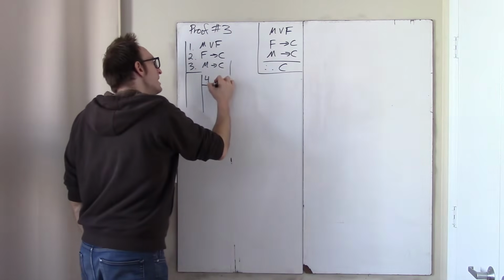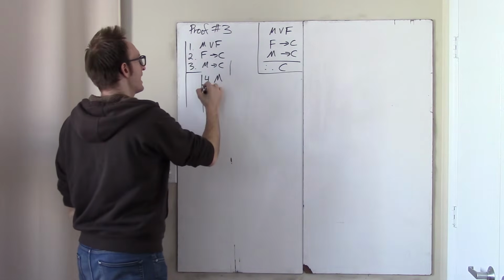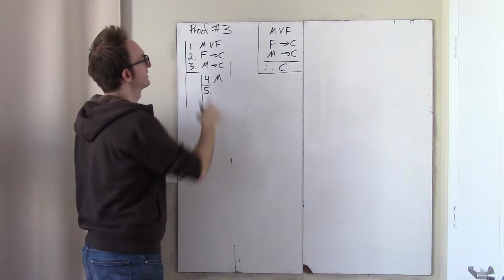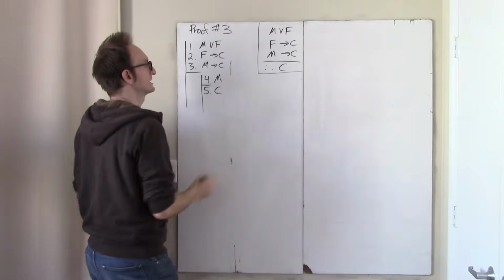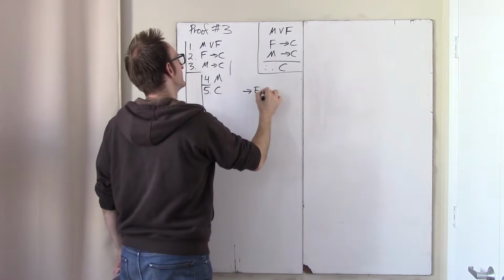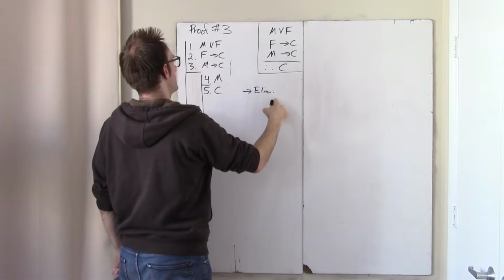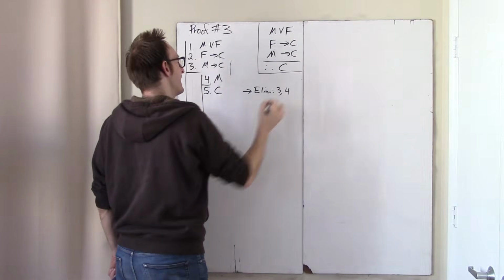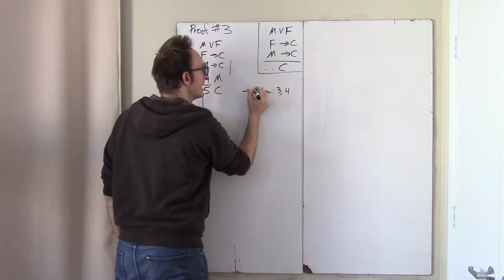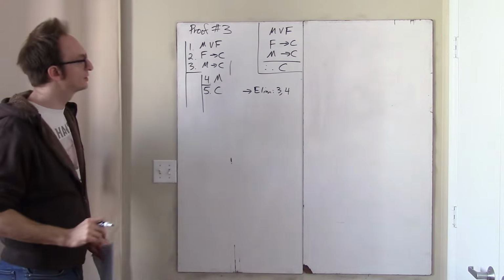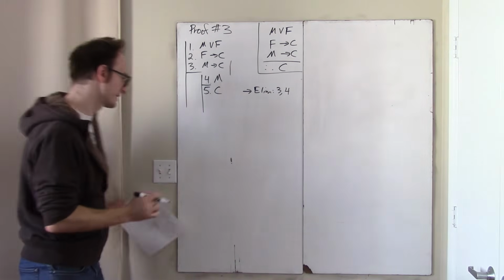I assume M. Now I reach for this line 3, which says if M then C. And so I conclude C. Okay, this is called arrow elimination, and it cites lines 3 and 4. Arrow elimination is just the technical name for modus ponens.